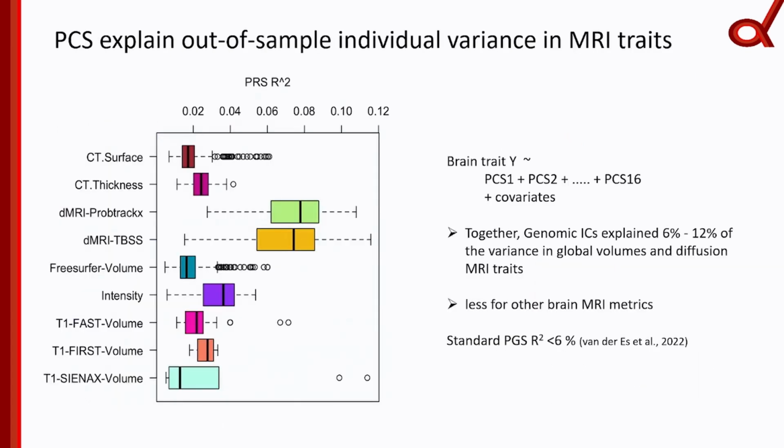Then we also see that our genomic components explain quite a lot of variance in these out-of-sample individuals. And for the diffusion traits, as well as for the global brain metrics, we explain 6 to 12% of the variance, which is really a lot in terms of polygenic scores. Standard polygenic scores explain a maximum of only 6% of the variance. For other traits, we explain less variance, and we think that this is because they might be more noisy, and likely larger discovery GWASs will allow us to further increase the explained variance there.